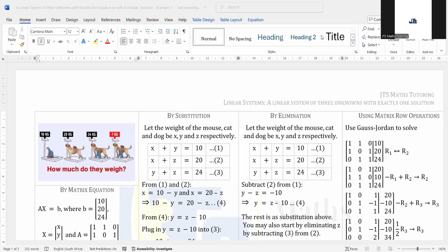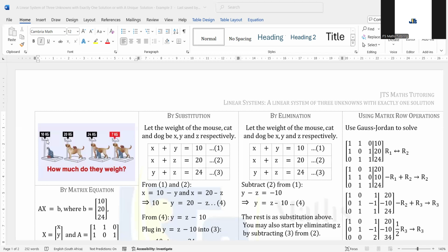Today, we are going to be looking at a linear system of three unknowns with exactly one solution. I bumped into this brain teaser online, and I know this can actually be solved in less than 30 seconds, but I'm not looking at it from that angle. I've just decided to use it to help us understand linear systems. So let's get going.